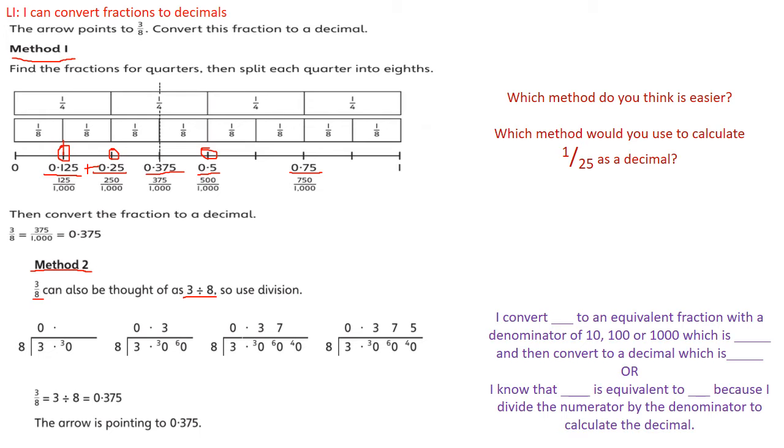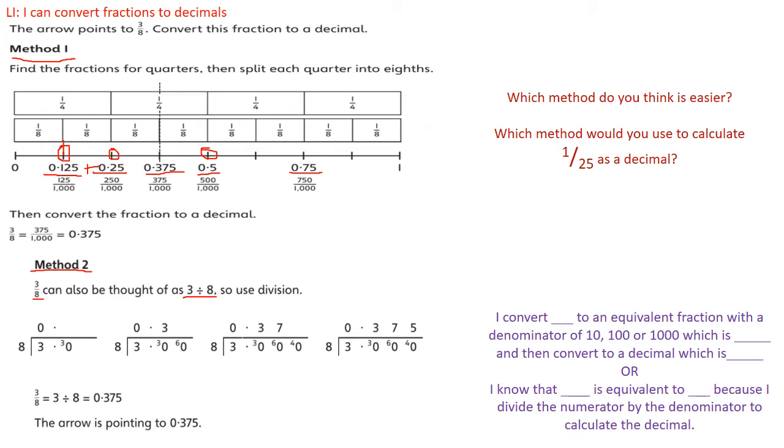So we've got, how many lots of 8 can we get from 3? Well, we can't get any lots of 8, can we? So that's going to be 0. But we're going to carry the 3 over. We could do this as long division, or we can do it as short division, as we've got shown here.